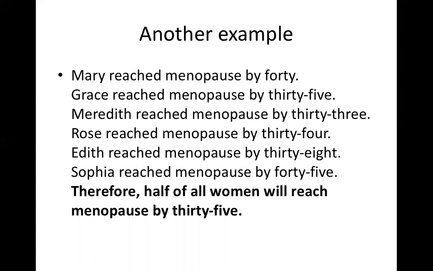The conclusion is using the information it got from the premises. Half of the women reached menopause by 35, half did not. So the conclusion is dependent somehow on the premises. The confirmable statement is dependent on the verifiable statements.